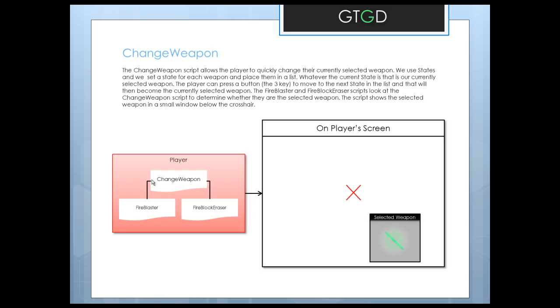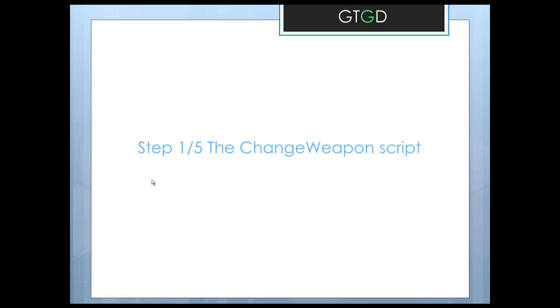If that's the case for the fire block eraser, so if the fire block eraser script sees that the current weapon state is block eraser, then it will know that it is the currently selected weapon, and it can then proceed to fire when the player presses left click. So by using these states, we can essentially deactivate all the other weapon scripts. So let's go on to that script. Our very first step will be to discuss how this change weapon script works.